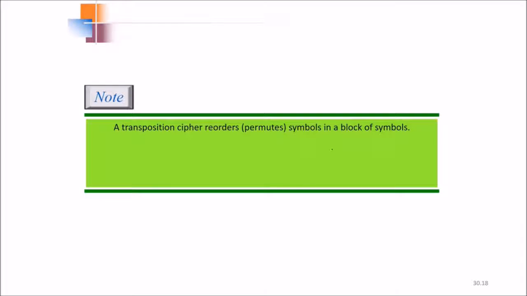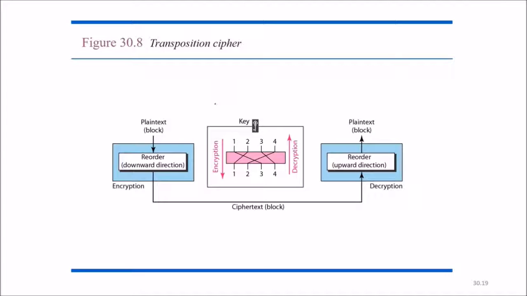A transposition cipher reorders or permutes. A certain permutation is done. A transposition cipher reorders symbols in a block of symbols. If you have a plain text block, we reorder it in, say, the downward direction, and the encryption is done using this transposition cipher. The cipher text can be decrypted by reordering in the upward direction if it was encrypted in the downward direction.